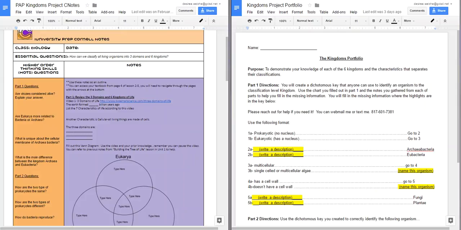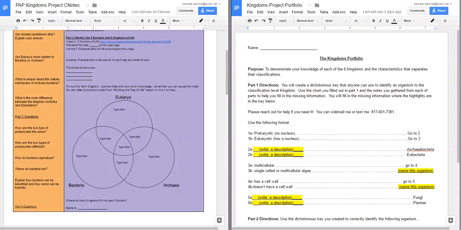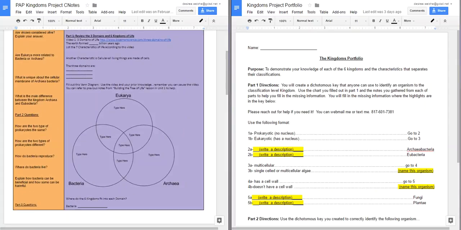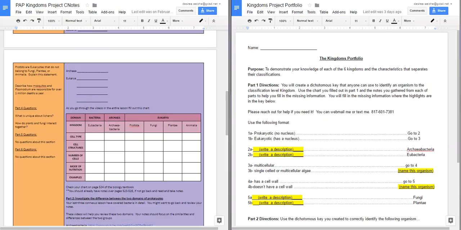some textbook readings and some videos to watch, and then some information to kind of guide your notes in this section here. Okay, for example, this part one, there's a video over here about the domains, and it talks about the characteristics of life in there. And there's some fill in the blanks, a Venn diagram that you can fill out. The video goes over that Venn diagram. And it also asks you where the 6 kingdoms fit into. There are 6 kingdoms that are listed here in this table: Eubacteria, Archaeobacteria, Protista, Fungi, Plantae, and Animalia.